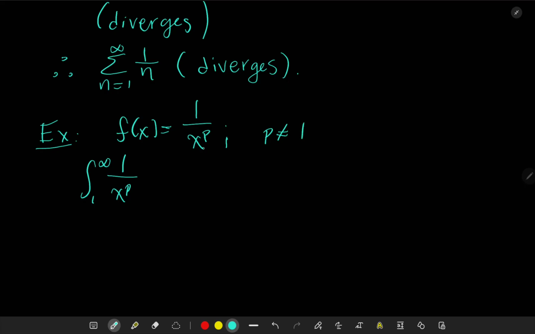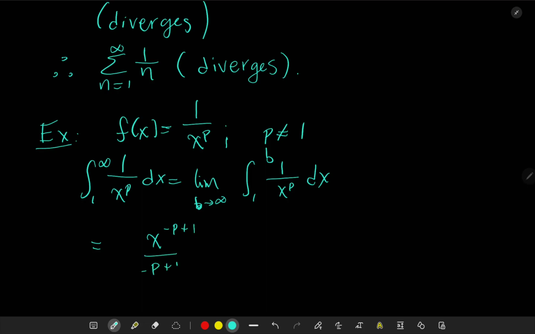P is not equal to 1. So that's going to be given by the limit as b goes to infinity of the integral from 1 to b of 1 over x to the p dx. So you integrate there, it's going to give you x to the negative p plus 1 over negative p plus 1, evaluated between 1 and b, and then you take your limit as b goes to infinity.